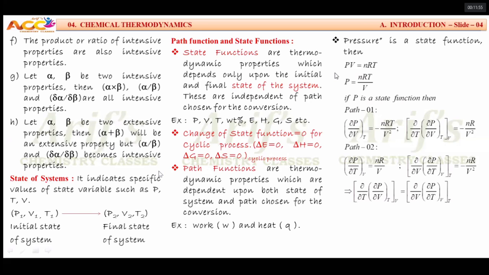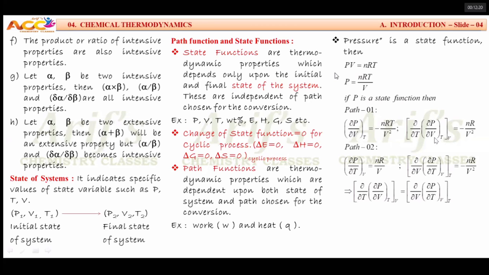Got it? Now I am taking the second path. Whatever I have done in the first part, I am now differentiating that with respect to temperature. See here, see this temperature, see the cursor. Here I said temperature is constant, volume is variable. Here I said temperature is variable, volume is constant. This is called the second part.